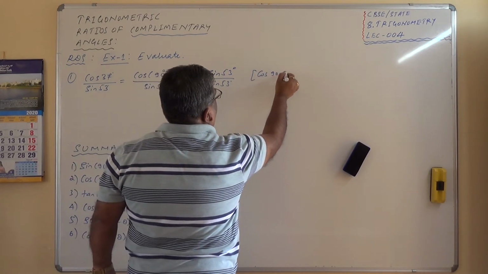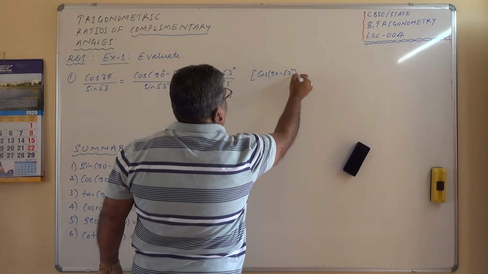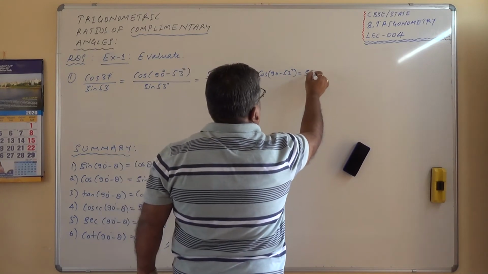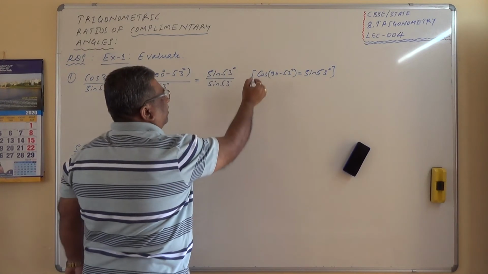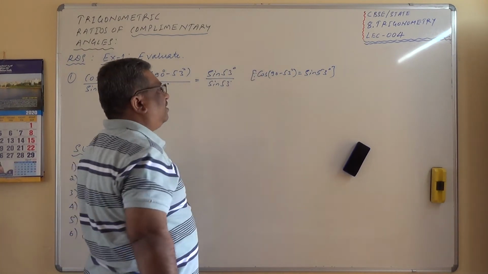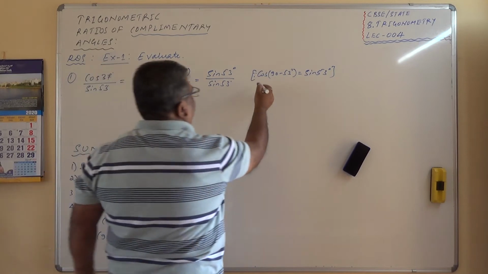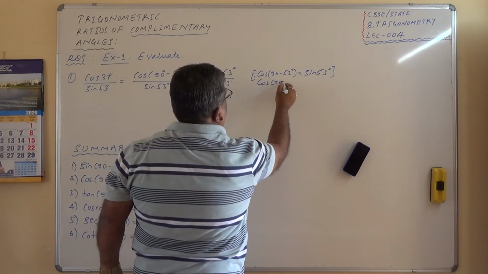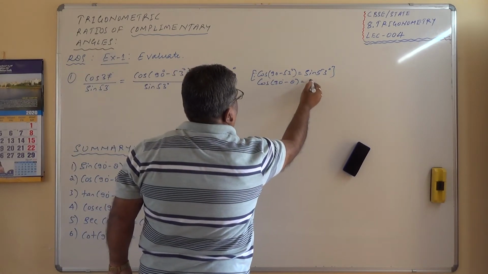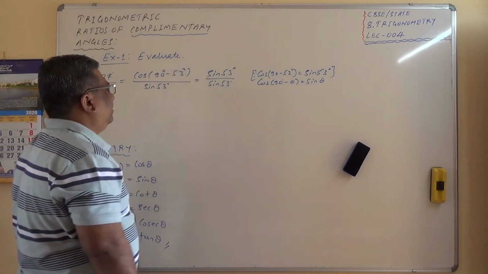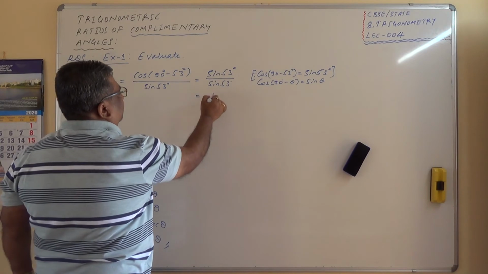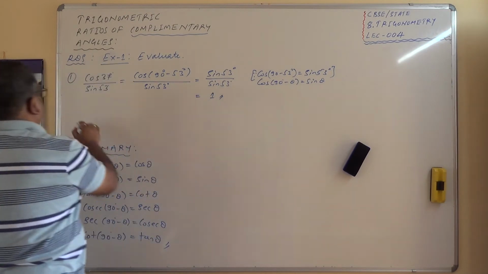Cos of 90 minus 53 degrees equals sin of 53 degrees. That is the reason over here, because for complementary angles, cos of 90 minus theta equals sin theta. We can write that reason also: cos of 90 minus theta equals sin theta. This also can be the reason. You can write it like that also. And therefore, this equals 1 is the answer.